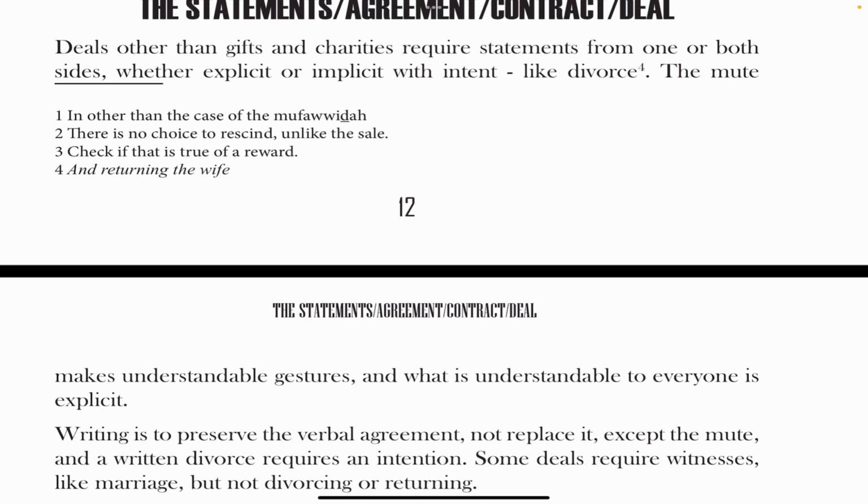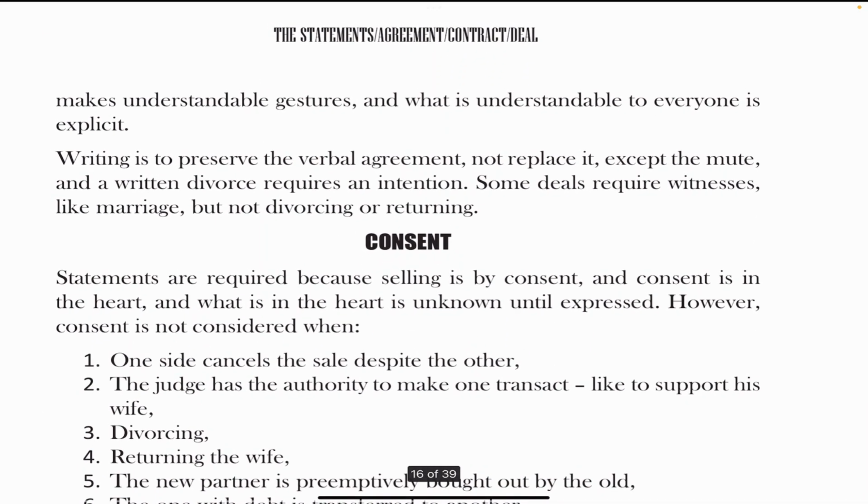That doesn't deny that some deals require very specific statements, though. Like marriage, you have to say, I marry my daughter to you. You're not going to say, I gift my daughter to you, for example. But what if a person can't speak? The mute makes understandable gestures, like sign language. And if his gestures are understandable to everyone, then that's counted as explicit.